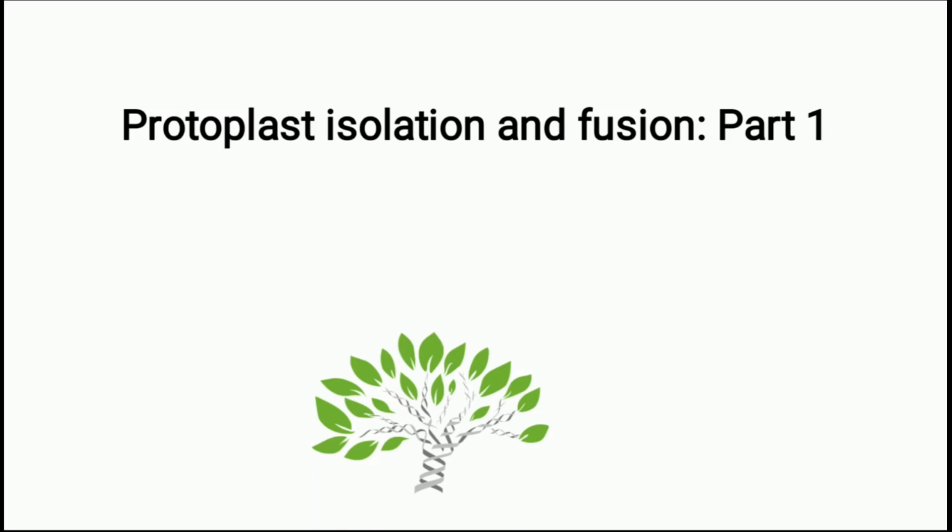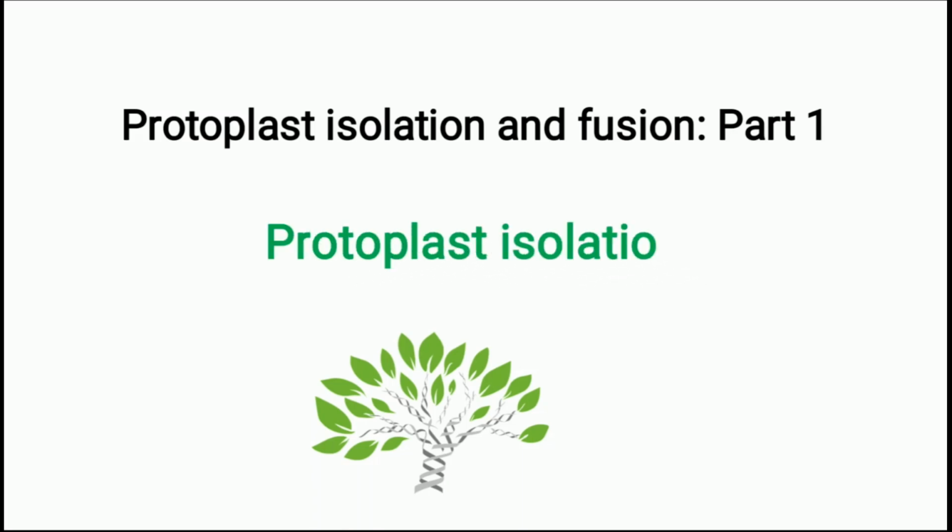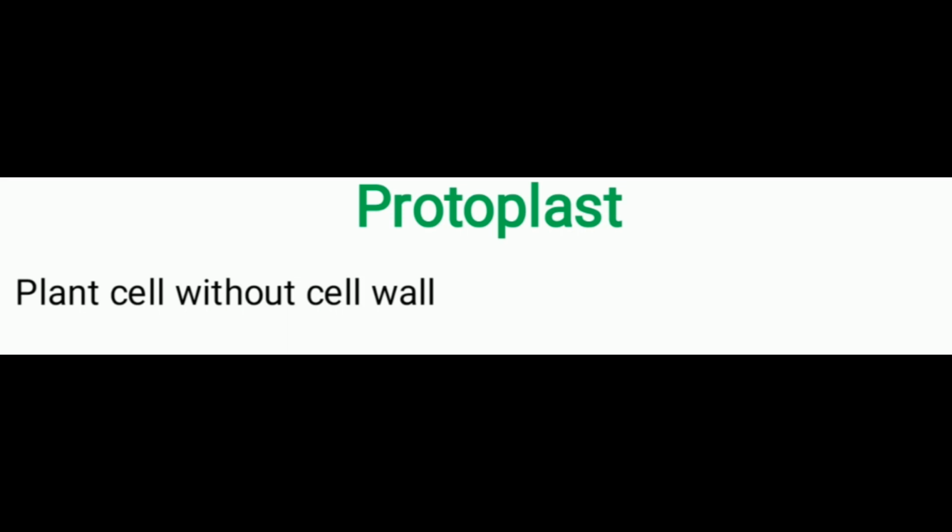Welcome to all. In this video, we will see about protoplast isolation. The term protoplast denotes the plant cell without cell wall. The cell wall is a hard substance which makes the outer surface and gives the shape to the cell.